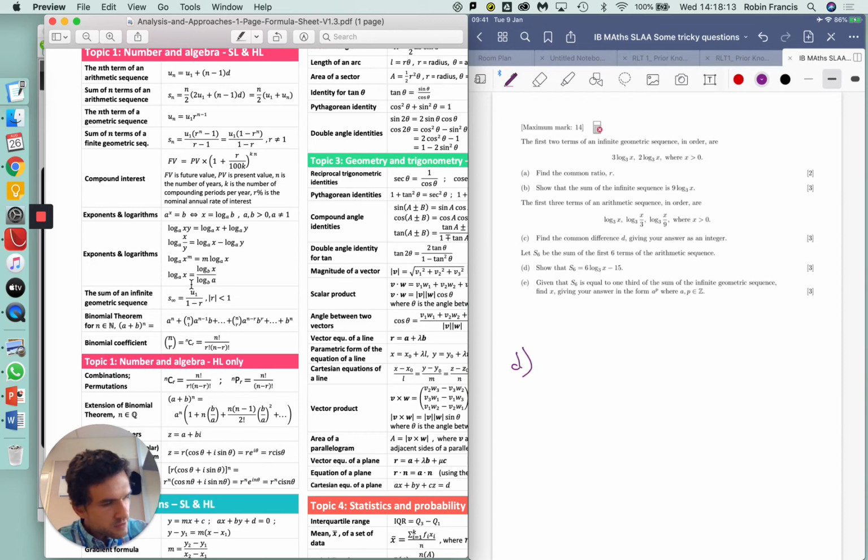So D, show that sum of the 6 terms is equal to 6 log base 3 of x minus 15. Okay, so now we're looking at the sum of an arithmetic sequence. So that is this formula here. And because we don't know the 6th term, we're going to have to be using this one. So that is S6. I'm going to replace my n's with 6's. Is 6 over 2, 2u1. 2 times, now u1 is this one in my arithmetic, log base 3 of x.